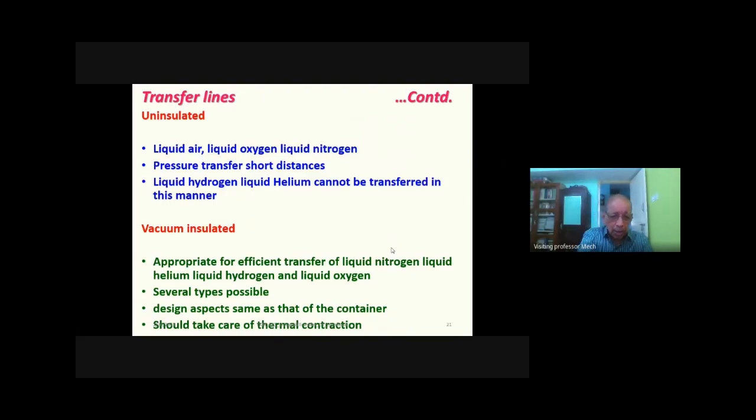What about the vacuum insulated line? It is appropriate for efficient transfer of liquid nitrogen, liquid helium, liquid hydrogen, and liquid oxygen. Very efficient transfer of the cryogenic fluid can be done using the vacuum insulated line. Several types of vacuum insulated transfer lines are possible. The design of a transfer line is exactly similar to that of a cryogenic container or cryogenic storage vessel. You should also take care of thermal contraction during the transfer, because the inner line will become cold, so it will try to contract within the outer line, causing strains in the joints.